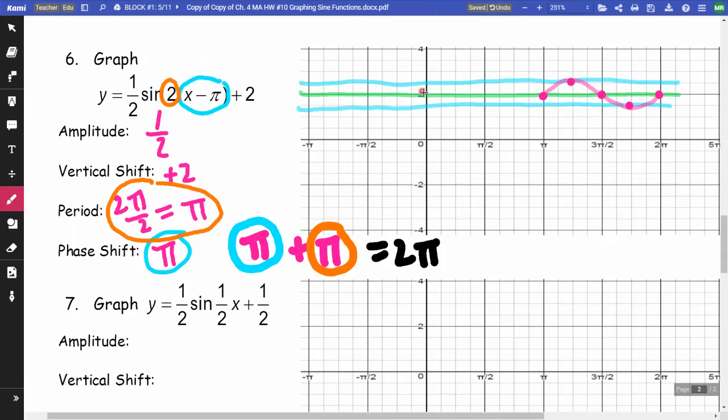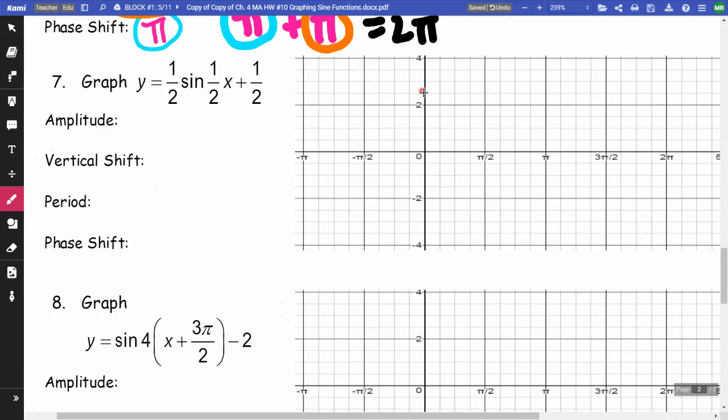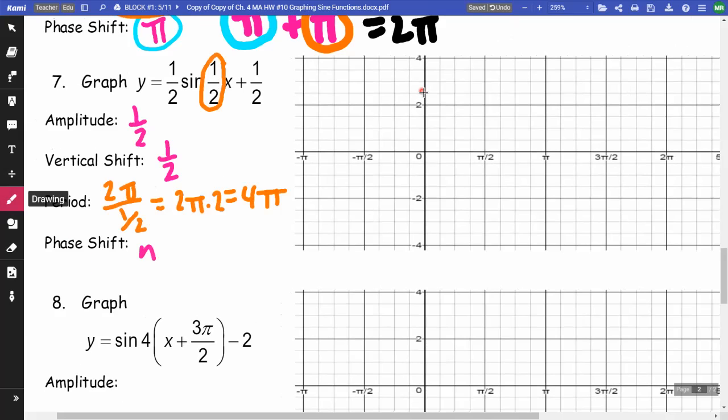Okay, on number 7, my amplitude is a 1/2. My vertical shift is also a 1/2. Now you got to be careful with your period, and we're getting that period because of this particular 1/2. So I'm going to take 2 pi divided by 1/2, which is 2 pi times 2, or 4 pi. That's the length of our cycle. Phase shift, none. So I'm going to start at 0 and end at 4 pi.